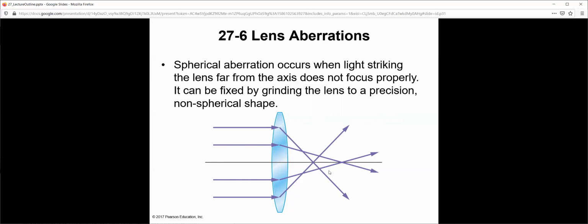Lastly, let's talk about lens aberrations. Spherical aberrations occur when light striking the lens far from the axis does not focus properly. This can be fixed by grinding the lenses to fit what it wants. But what you have here then is the particular angles at which the light hits causes all the light that enters to not focus at the same location, giving you essentially two focal points, thereby creating a fuzzy and gross image.